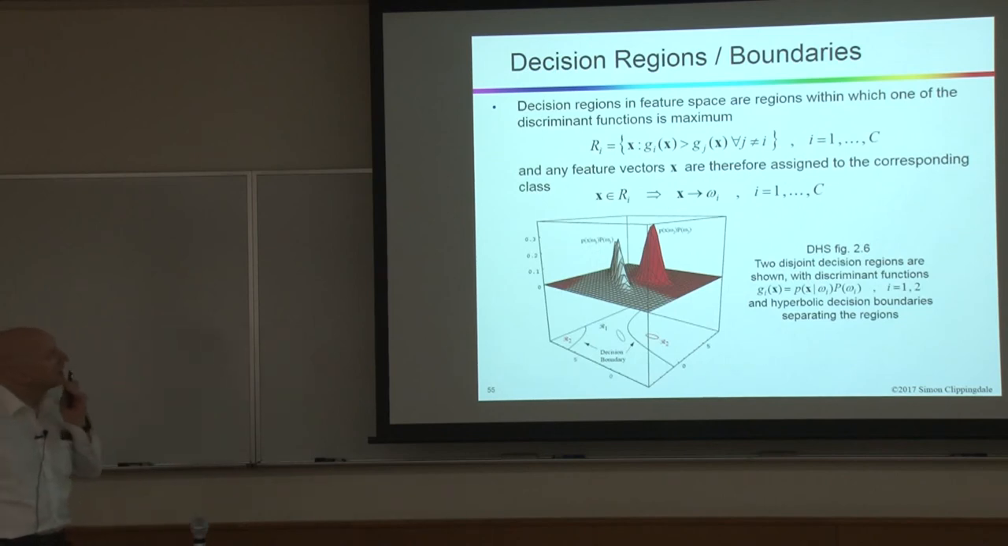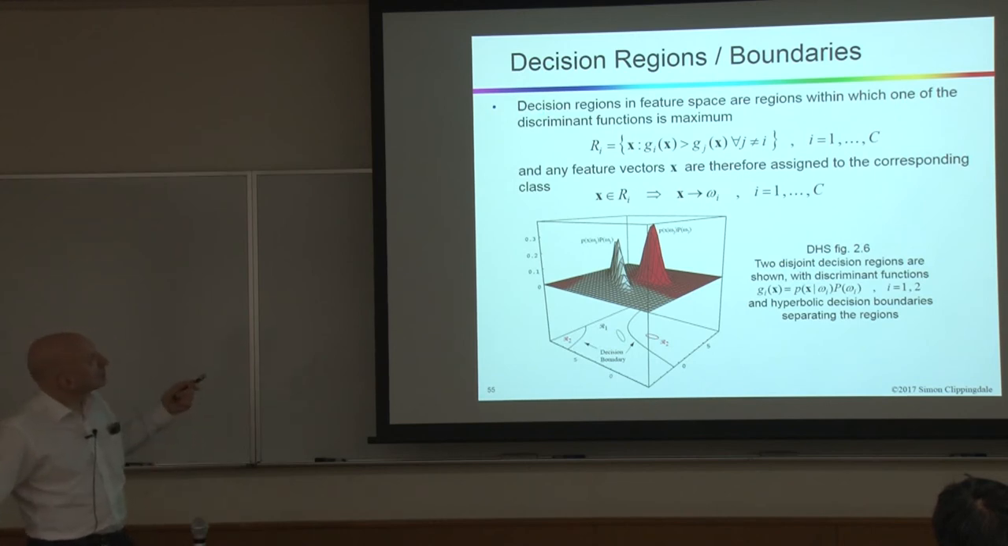Here's an example. This is the likelihood of class omega 1 multiplied by the prior probability of class omega 1, which is the probability that any particular datum comes from it. The likelihood of X given that it comes from class omega 2 times the probability of class omega 2 is this peak here. Projected onto this bottom plane here, there's an ellipse, that's this thing projected onto the bottom. And here's a decision boundary that gives you the best separation and the minimum error classification.